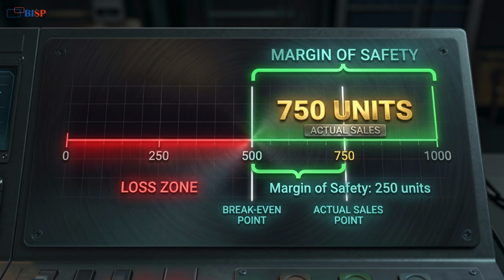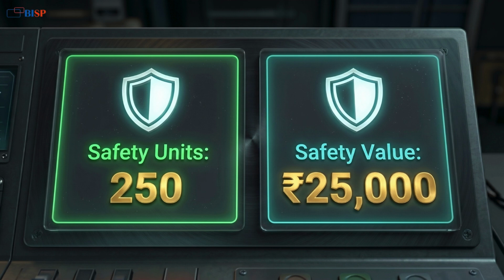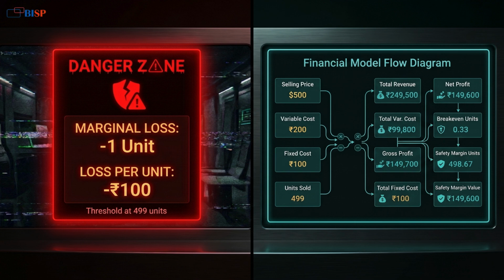Finally, margin of safety. This tells you how far above break-even you currently are. In units, actual units sold minus break-even units. In value, actual sales minus break-even sales. At 750 units, margin of safety is 250 units or 25,000 rupees. At 499 units, it's minus 1 unit and minus 100 rupees. You're in the danger zone. 8 metrics, all connected, all flowing from 4 simple inputs.